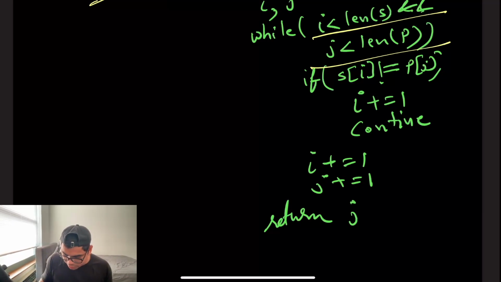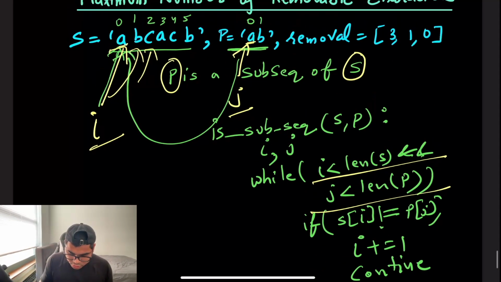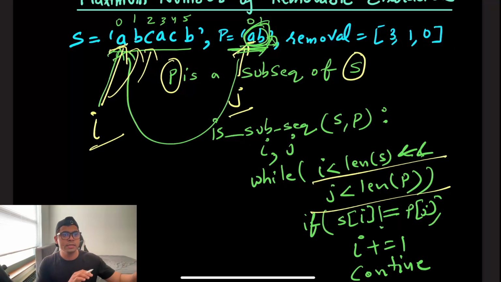So you want to return j equals to length of p. If j reached the end of p, that means we have seen all the characters of p in S in this particular order. We were able to see all of them, and now we have surpassed all the characters. Now we can just return whether j is equal to the length of p, and that will verify if p is a subsequence of S.